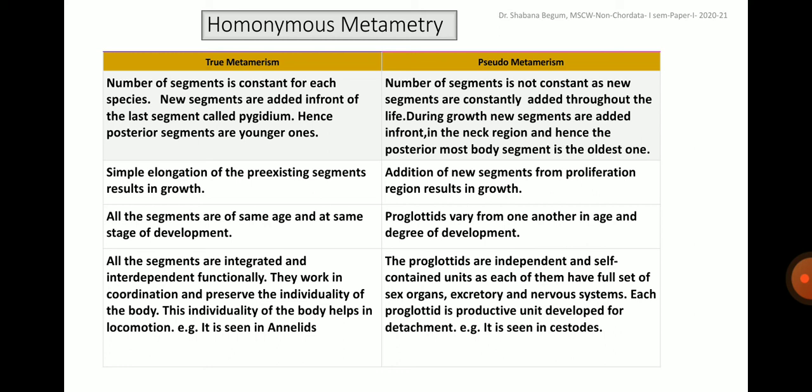In case of pseudo-metamerism, the proglottids are independent and self-contained units, as each of them has a full set of sex organs, excretory and nervous systems. Each proglottid is a productive unit developed for detachment. For example, such condition is seen in case of cestodes or tapeworms.